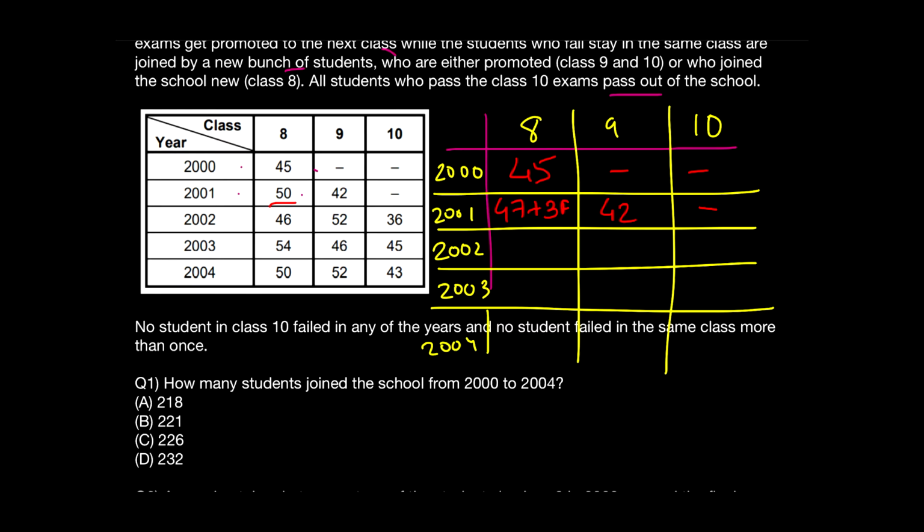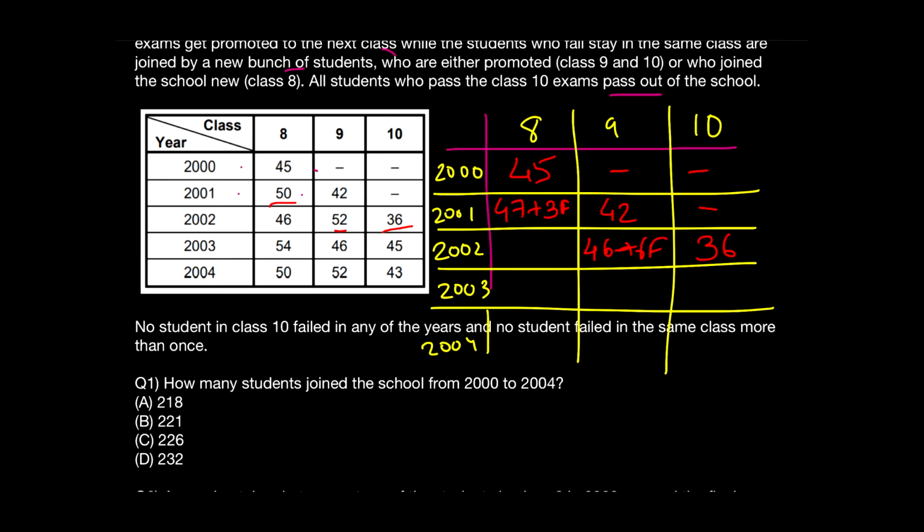Now in 2002, out of these 42 students, some would pass and some would fail, depending upon this number. If only 36 are going over here, that would mean that 6 students have failed in standard 9, correct, and the number over here is 52. So 52 means 46 students came to standard 9 and 6 students failed from the previous class.